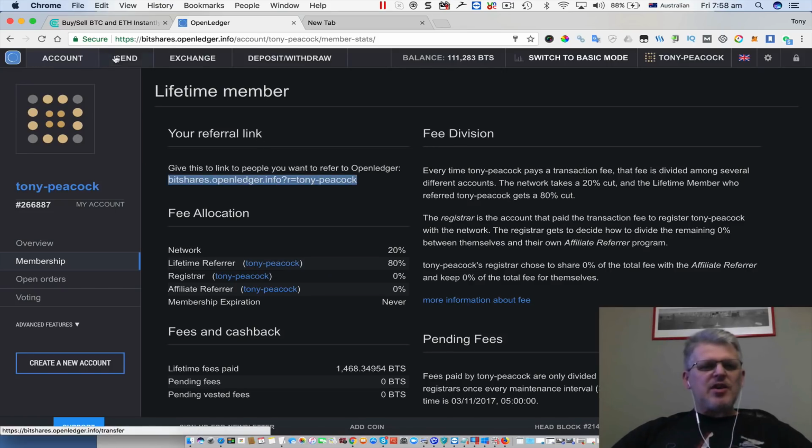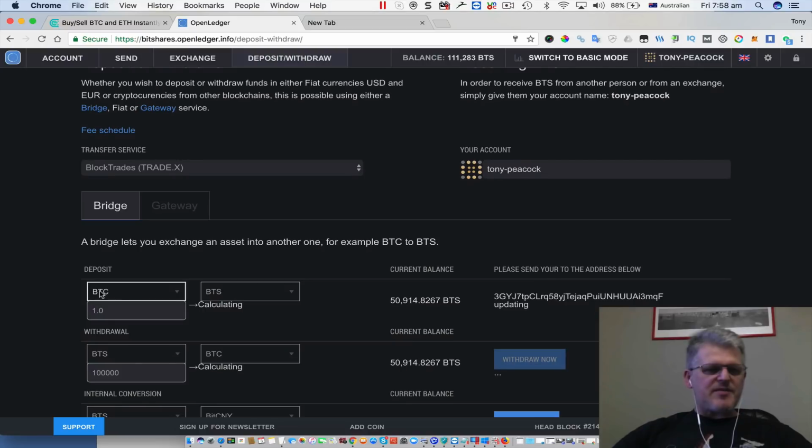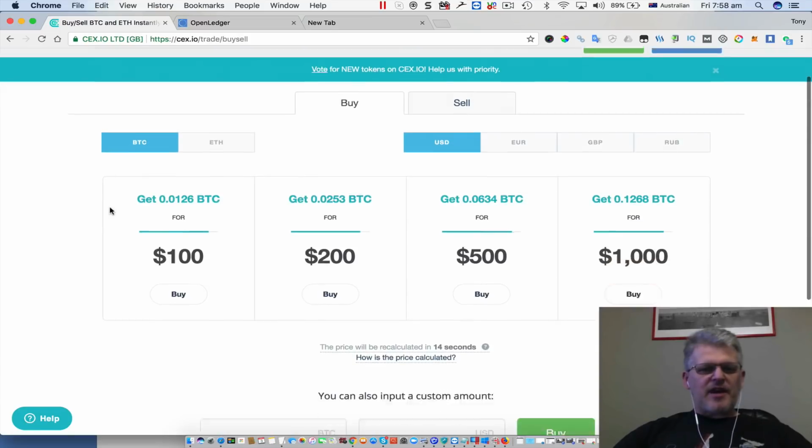So what you want to do, once you've set up your wallet, is come here to deposit withdraw, and click on block trades, and you'll notice here it says BTC. This means Bitcoin, and basically what I'm telling the exchange is I want to deposit some Bitcoin and I want you to convert it to Bitshares, BTS. So I'm going to take this address here, and I'm going to come over to here.